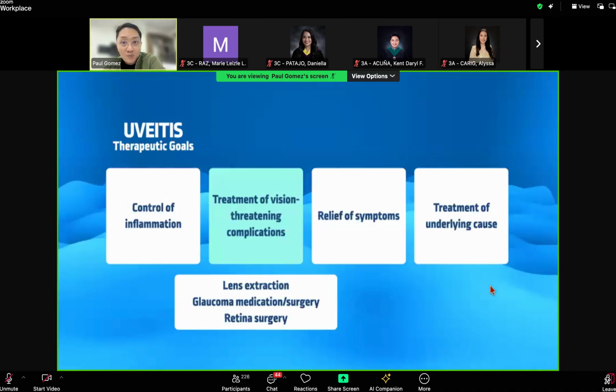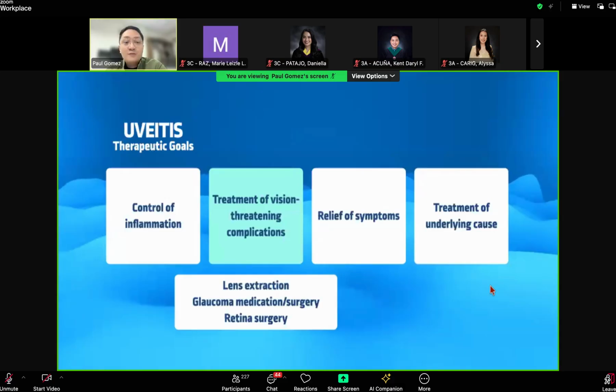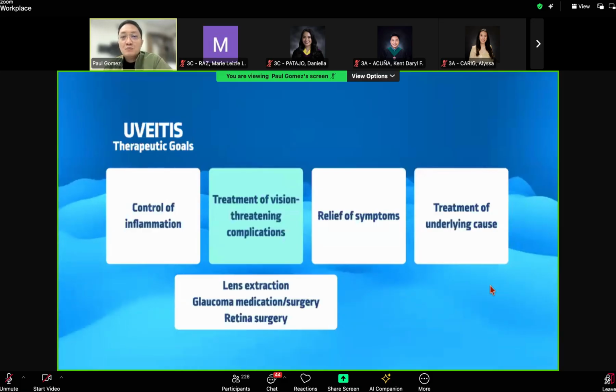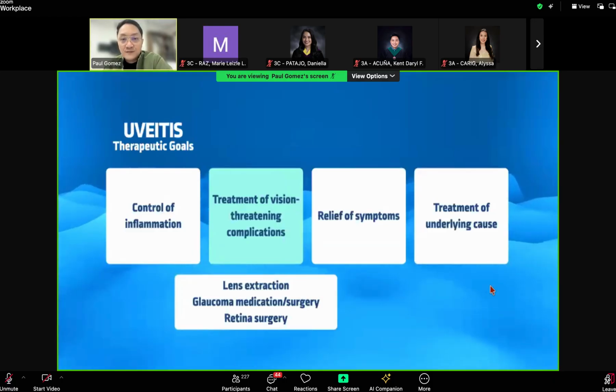If there is a retinal problem, as we've shown earlier, if there is inflammation of the retina, if there is bleeding, the patient may need to be injected with anti-inflammatory drugs. If there is a problem behind the retina, or if there's retinal detachment, the patient may need to also undergo some form of retina surgery.